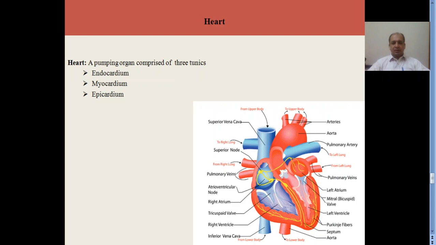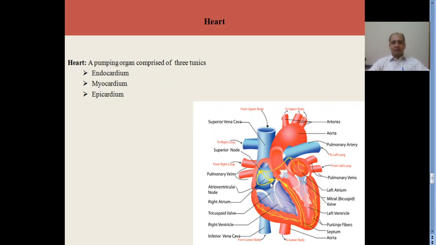Basically the heart consists of four chambers, that is the two atria and the two ventricles. The right atrium receives the blood from the upper part of the body and lower parts of the body through the vena cava, and this blood reaches the right atrium, and is then transferred to the right ventricle.